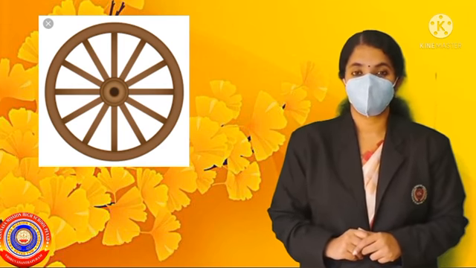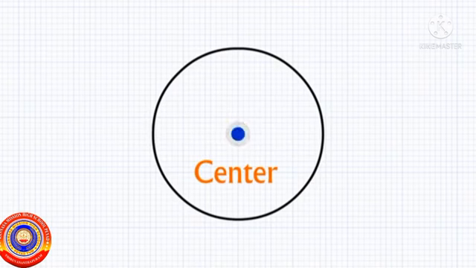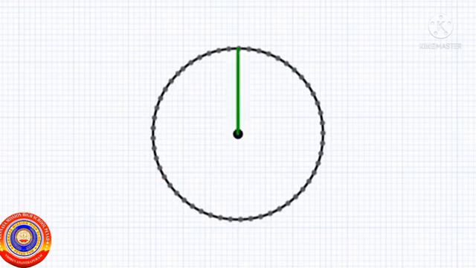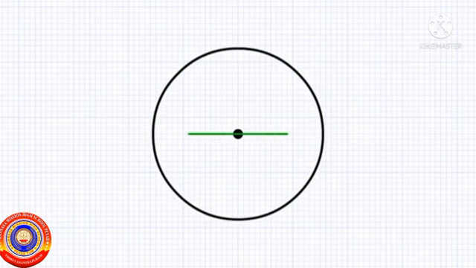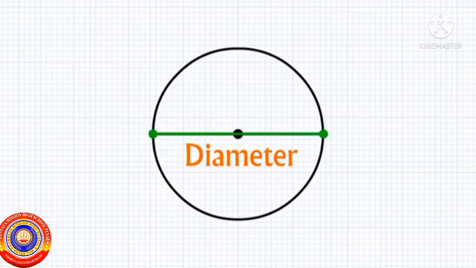We have studied in the lower classes how to draw circles with compasses. Now let's study some basic facts about the geometry of circles. This is the center of the circle, and the line segment from the center to any point in the circle is the radius. The distance around the edge of the circle is the circumference, and here we have the diameter. Diameter is a line segment passing through the center and touching two end points on the edges of the circle. And as we know, diameter is 2 times the radius.